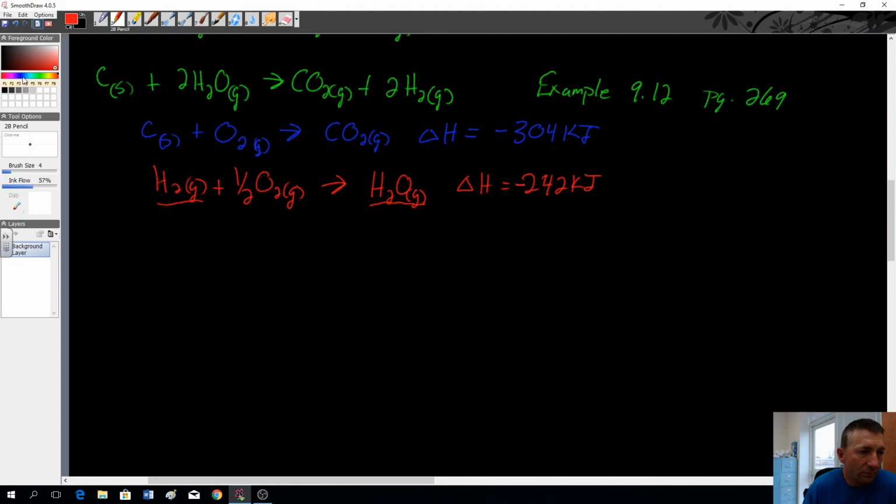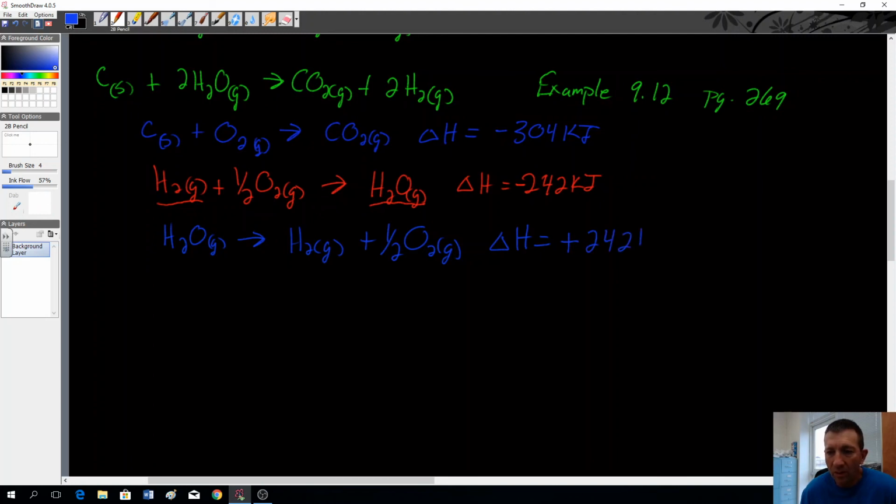So now this equation turns into H2O gas goes to make H2 gas plus 1/2 O2 gas, and the delta H equals, remember we have to change the sign because we reversed the reaction. Okay, now we have everything on the correct side. H2O is on the left, up here it's on the left, H2 is on the right of the arrow, up here it's also on the right of the arrow.